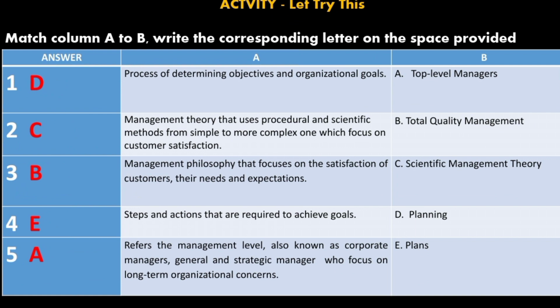For the answer, number 1 will be letter D. It is a process of determining objectives and organizational goals. The answer is planning. If your answer is letter D, you are correct. Next will be number 2, management theories that use procedural and scientific methods from simple to more complex ones, which focus on customer satisfaction. So if your answer is scientific management theory, you are also correct.